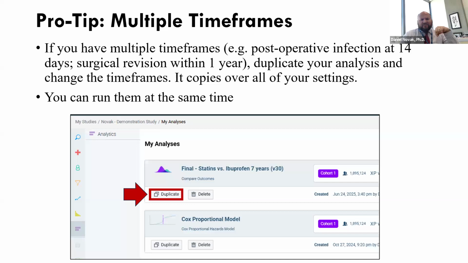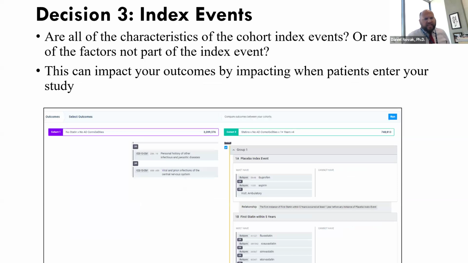So I generally tend to recommend getting your cohorts, your propensity score matching model, everything as perfect as you possibly can before you start to clone it out for different timeframes. Leave that analysis for last. Another decision you have to make is index events. Are all of the characteristics of the cohort index events, or are some of the factors not part of the index events? That can be really important to understand.